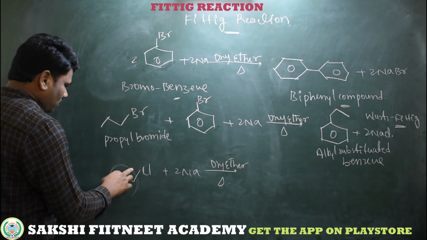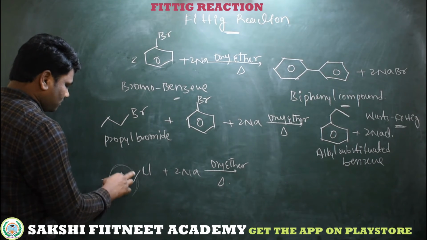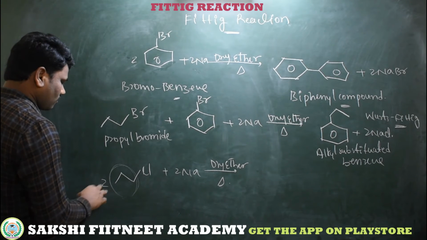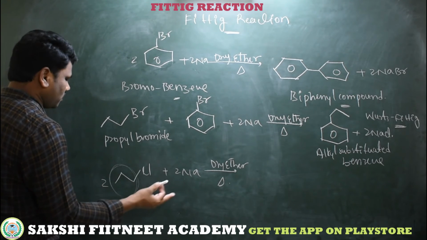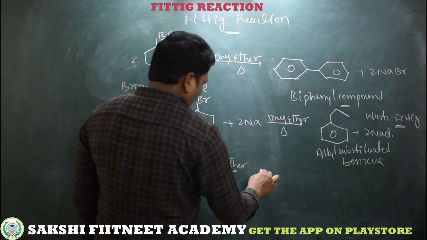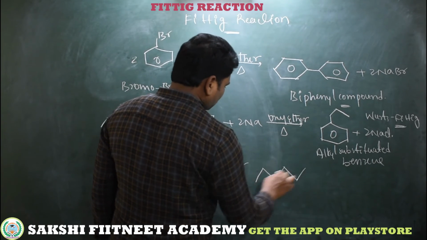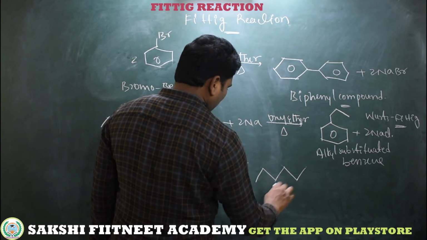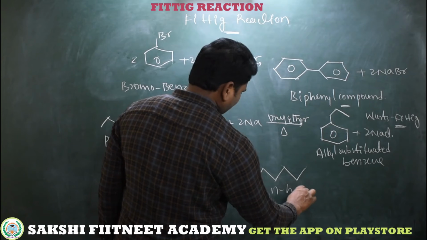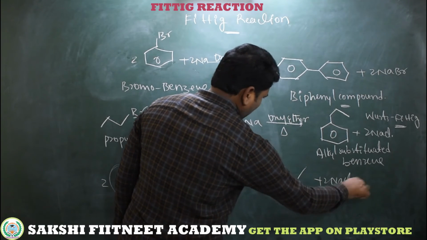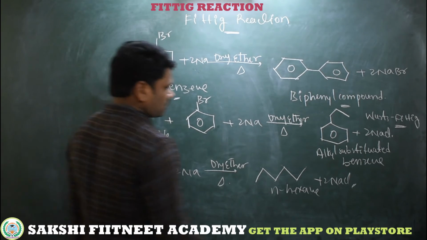See here, 1 mole of alkyl chloride, that is propyl chloride, decomposed into propyl and chlorine. Another mole of propyl chloride decomposed into propyl and chlorine. Just for understanding purposes, you just fuse both the propyl groups, then you will get hexane. 1, 2, 3, 4, 5, 6, that is straight chain hexane, plus 2 NaCl. So this is a Wurtz reaction.